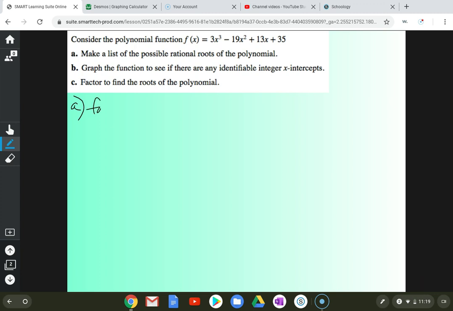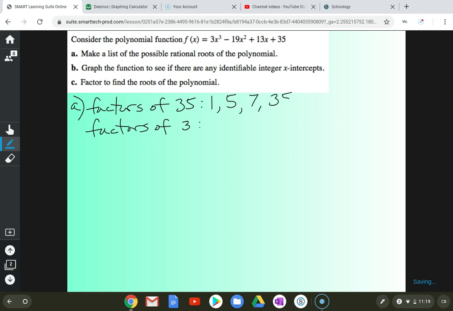So when we do this, we do the factors of the constant over the factors of the leading coefficient. So the factors of 35 are 1, 5, 7, and 35. Factors of 3 are 1 and 3. So we have to take all of these and divide them by both of these. I'm going to start with 1.